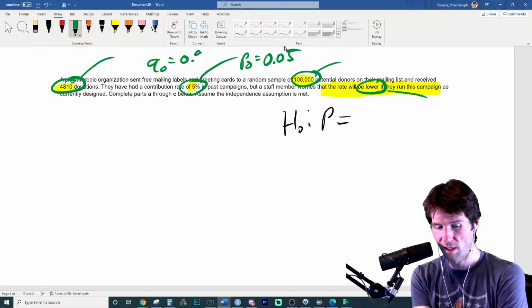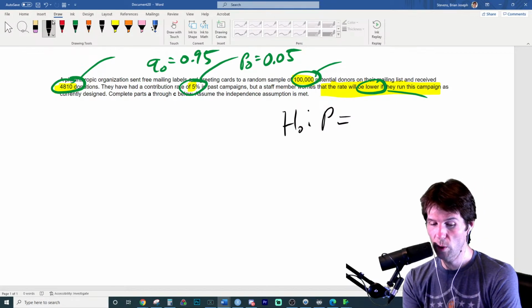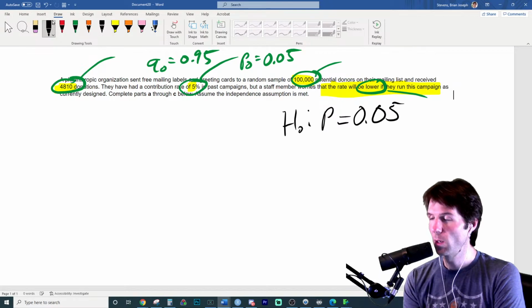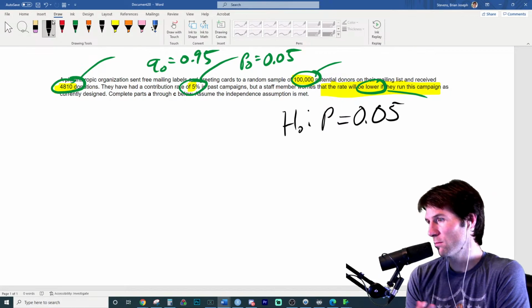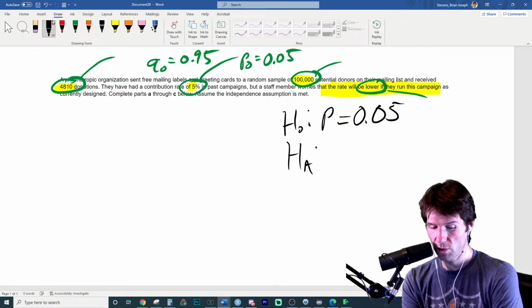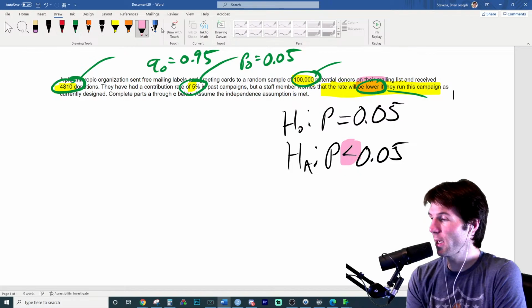And we can solve for q naught. q naught is the complement of the null. So the true proportion is equal to the hypothesized proportion. We hypothesize that it hasn't changed, so it's maybe still 5%. But they're looking for evidence, and the alternative is the evidence-based claim that the true proportion is less than 5%. That's where the part about whether it has been lower comes into play when we talk about the alternative.